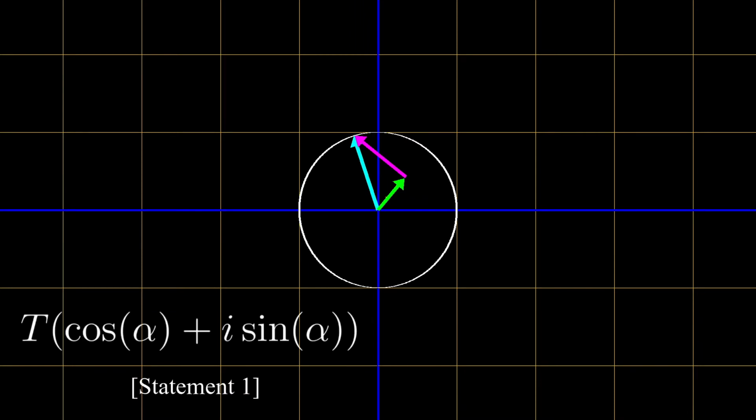In terms of algebra, we can see that we multiplied point t by cosine of alpha plus i times sine of alpha. This implies that any point x can be rotated by some alpha degrees simply by multiplying by cosine of alpha plus i times sine of alpha in the complex plane.